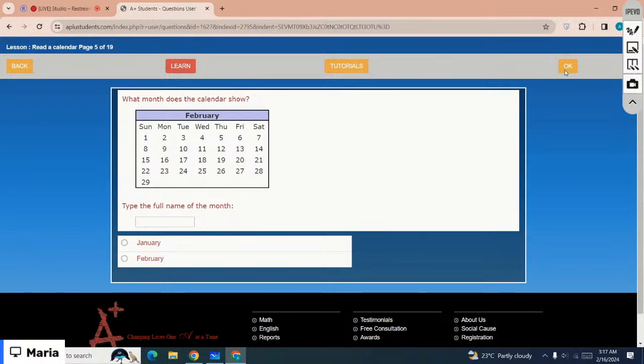What month does the calendar show? You have to see what month it is, right? So, which is the correct option? Month, yes, that is February. The correct option is February, right? That is February.